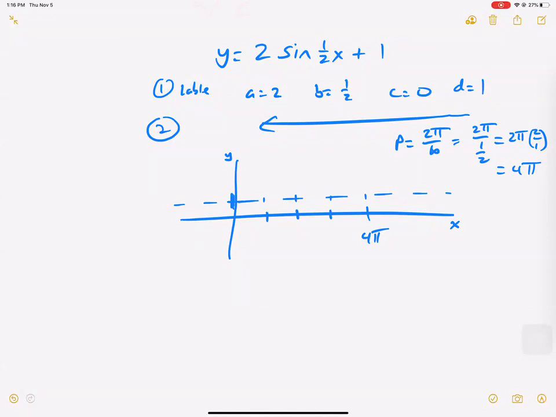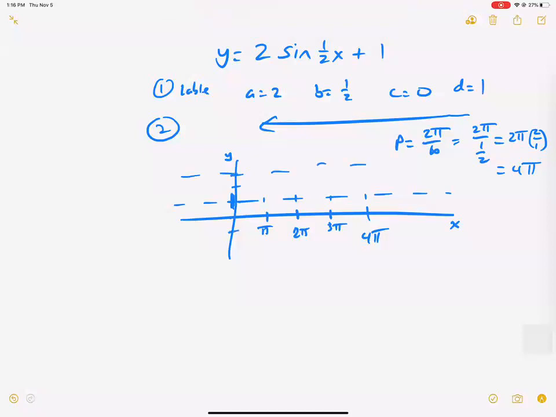We can label our axis if you want. Half of 4 pi is 2 pi. Half of 2 pi is pi. We count 1 pi, 2 pi, 3 pi. So we have it labeled if we need it. We did D, we did C, we did B. We only have one thing left. That's going to be A, up 2, down 2.